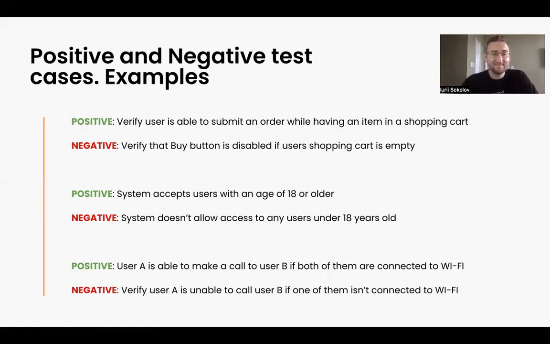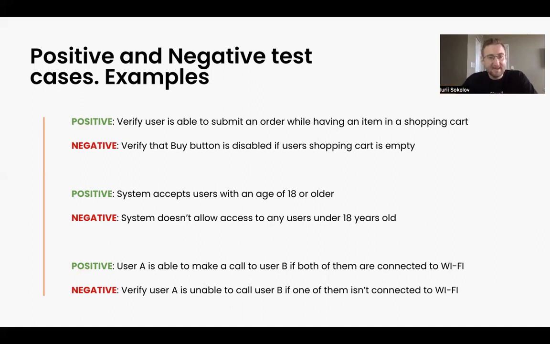Negative, system does not allow access to any users under 18 years old. For this particular test case, we see that it's negative testing, because in order to test this, we will need to provide a date of birth of a user that's under 18 years old. Again, for example, and what we expect to see is our system will not allow user to proceed.